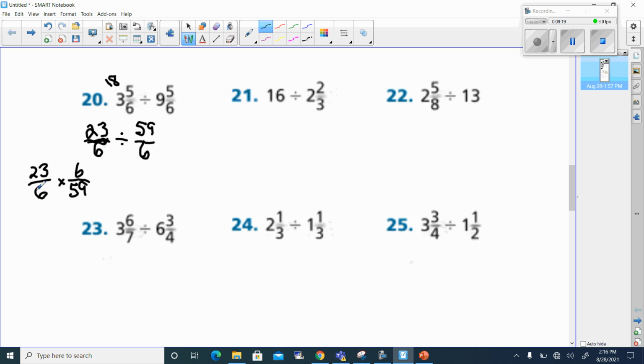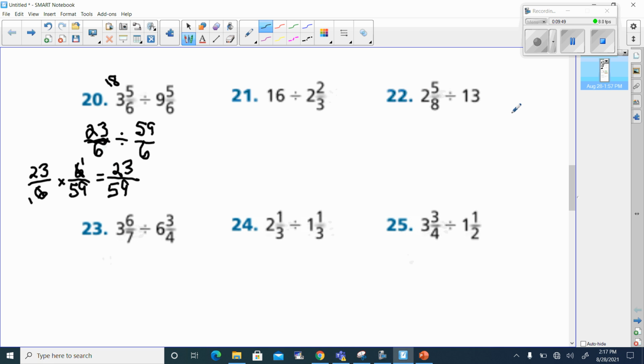I can use the butterfly method to get rid of my 6's, leaving me a 1 there. They're both divisible by 6, right? 6 divided by 6 is 1. 6 divided by 6 is 1. Now 23 times 1 will equal 23, and 1 times 59 will be 59. And these are not divisible into each other. There's nothing that they have in common, so that's my final answer.